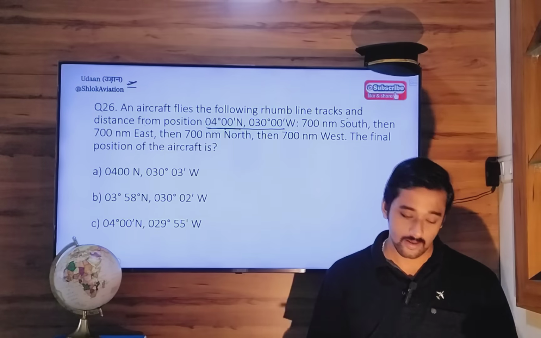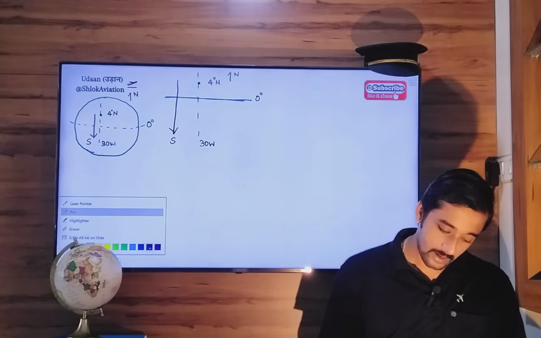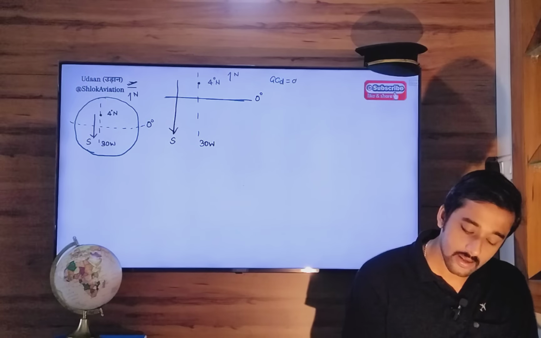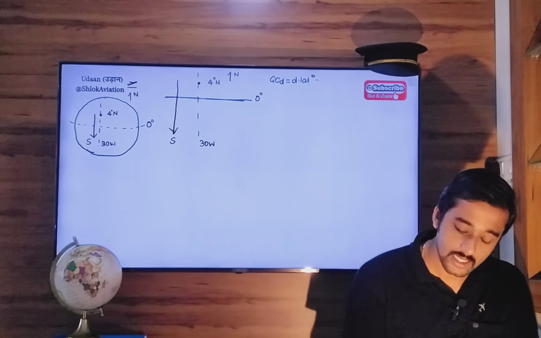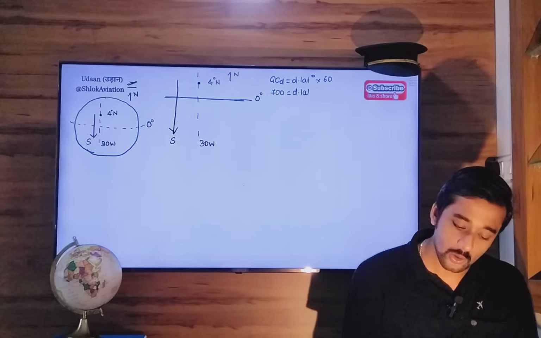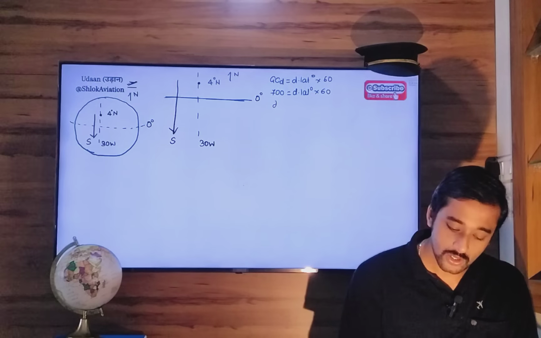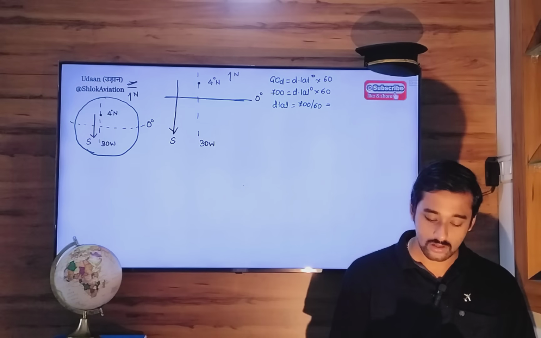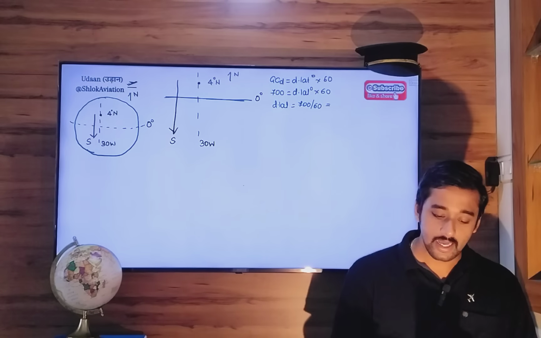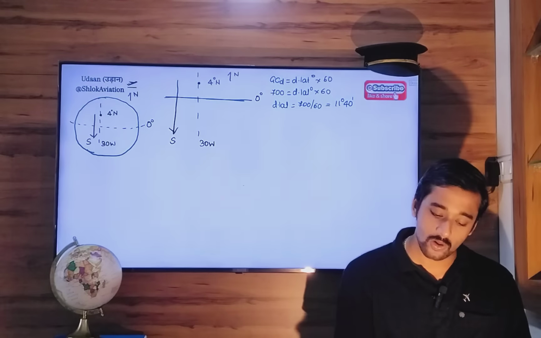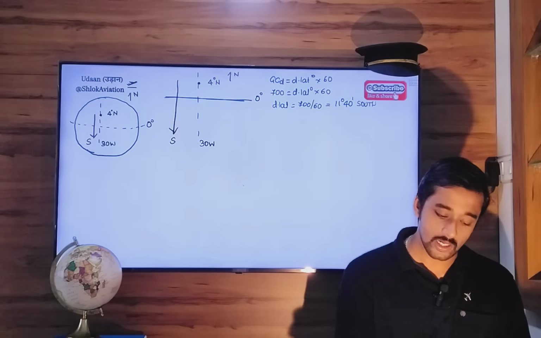Okay. Now whenever your aircraft flies north or south along a constant longitude, it is actually flying a great circle track. So we are going to apply the great circle formula here. Great circle distance is equal to d lat into 60. So distance already is given to us. The difference between two latitudes can be found out. So d lat will be 700 by 60, that is equal to 11 degree 40 minutes, towards the south direction.